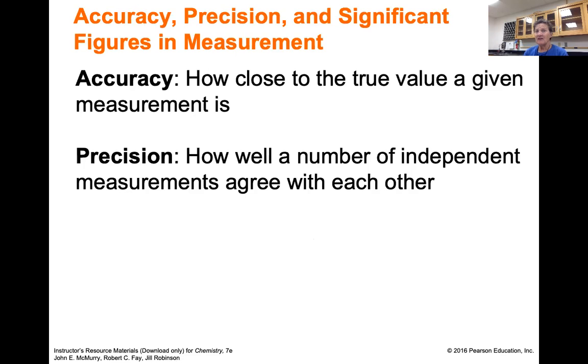The concept of accuracy and precision will be important in your lab work. When we think about it, we're going to think about significant figures in measurement, because that's part of knowing your accuracy and precision. Accuracy is how close to the true value a measurement is, and precision is how well a number of independent measurements agree with each other.